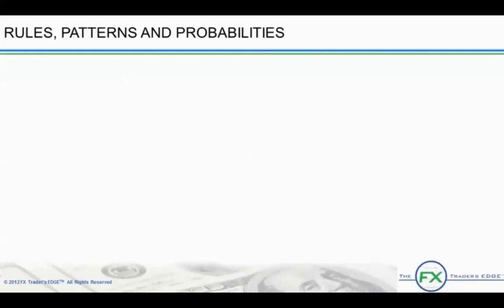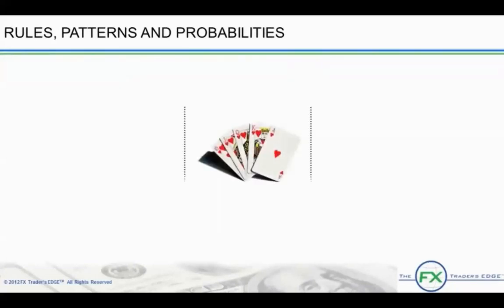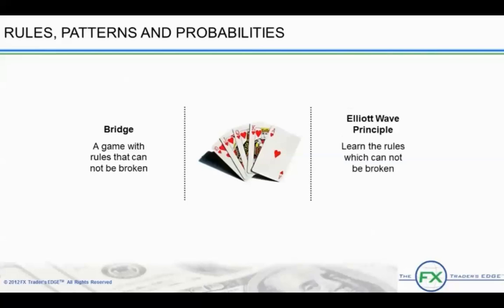The Elliott Wave principle is about learning the rules, understanding the patterns and setups, and assessing the probabilities. In a game like bridge, there are rules which cannot be broken. In Elliott Wave analysis, there are also 3 rules which cannot be broken. These rules can play a large part in defining our stop-loss levels.